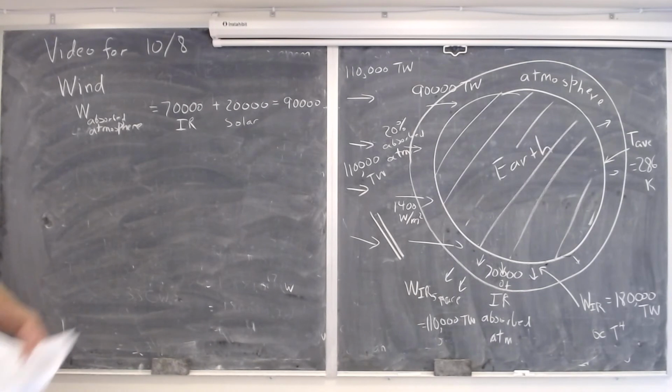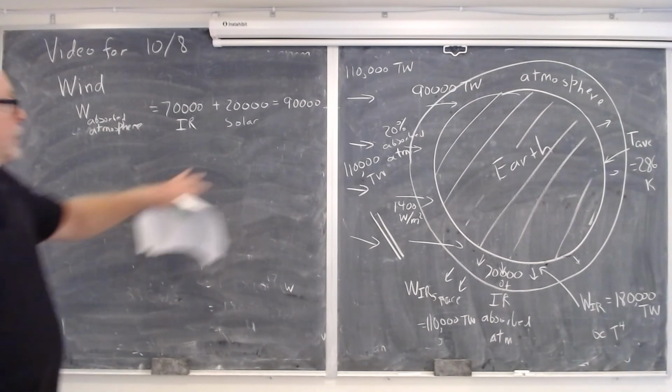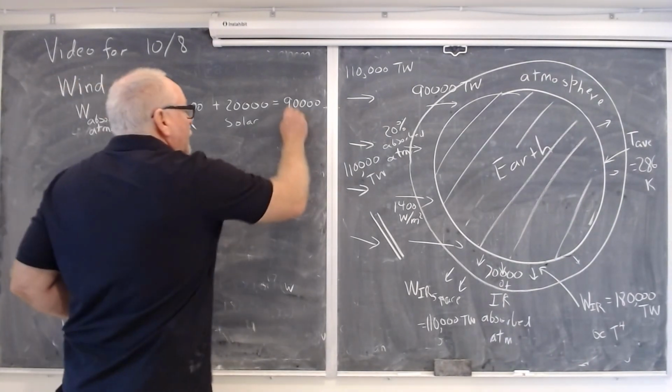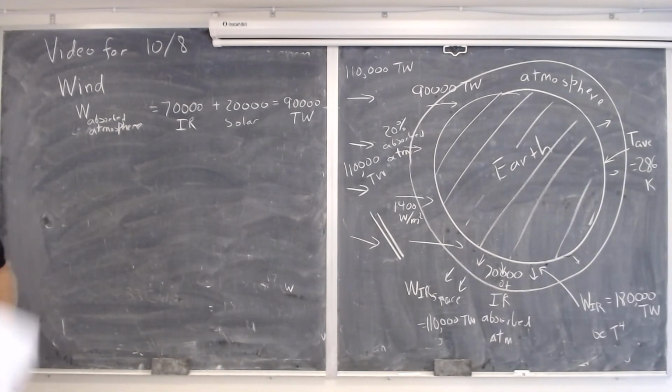And that's what gives rise to wind and things like that. Now that 90,000 cannot be considered the availability of wind energy. We're going to try and construct that now, but it gives you an idea or a reference frame that on a continuous basis, 90,000 terawatts of power is being absorbed by our Earth's atmosphere.